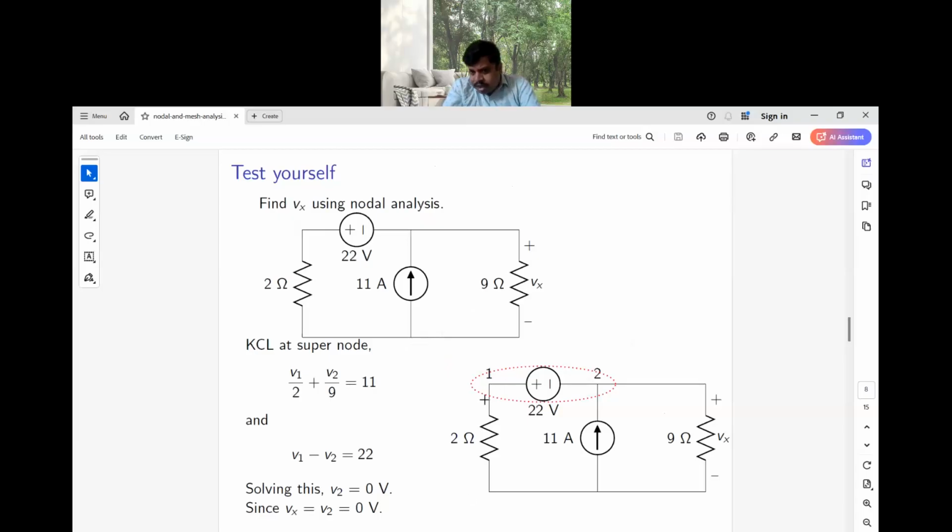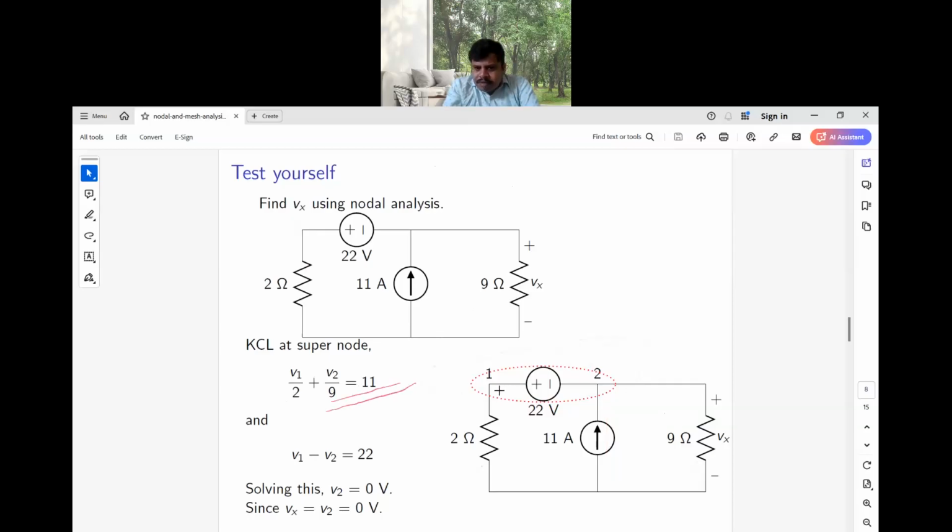So how to apply? Because there is a super node, you can't apply KCL directly. You need to apply KCL combinedly for this node as well as for this node. Now you calculate. So V1 divided by 2, that is the current flowing in this manner. Similarly, V2 divided by 9, that is the current flowing through this one, is equal to 11 amperes coming this side. So V1 by 2 plus V2 by 9 is equal to 11.